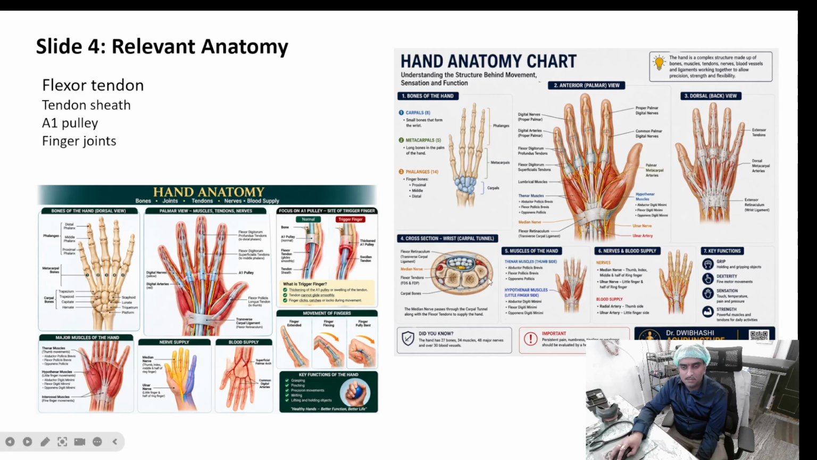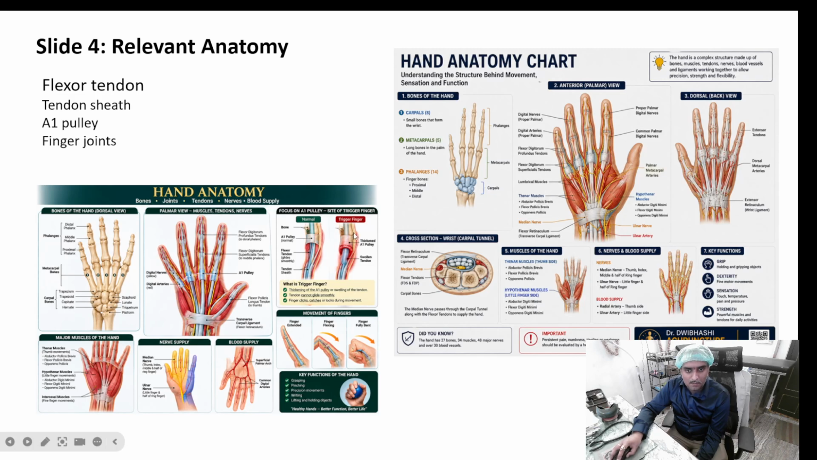So these are the cross sections. These are the muscles I have already explained, and these are the nerves. Here is another view: this is the dorsal view, this is the palmar view, and focus on the A1 pulley, the site of trigger finger. This is important. Here the bone is normal, the A1 pulley is normal, and the flexor tendon glides very smoothly.